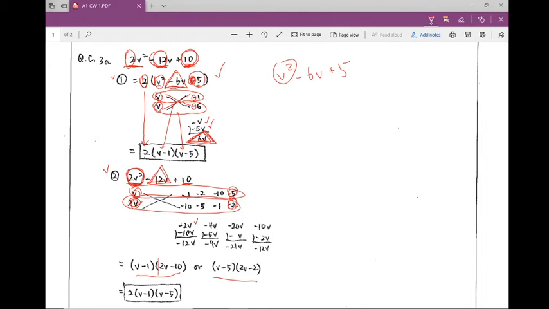If I look at the second binomial, you can see that they're both divisible by 2. So I'm going to take the 2 out, and that 2 becomes this 2. 2v divided by 2 becomes v. Negative 10 divided by 2 becomes negative 5. And as you can see here, this is the exact same thing as the original answer we had.